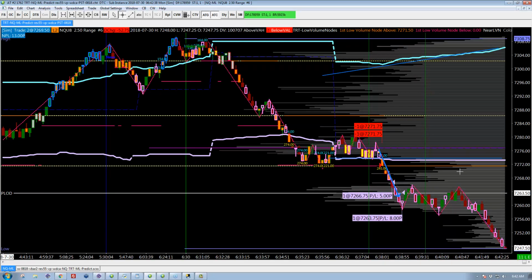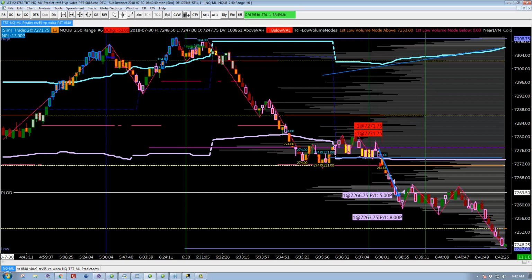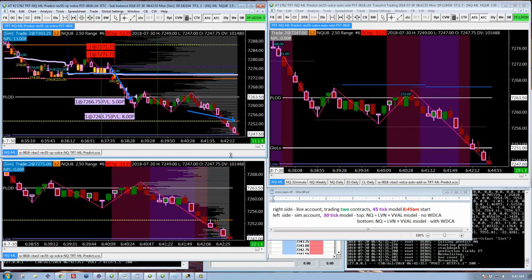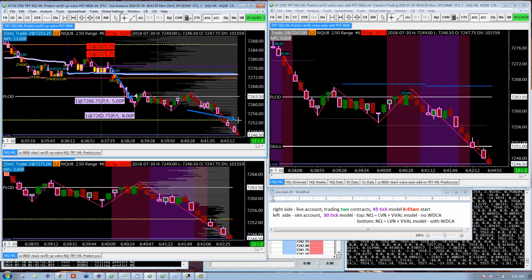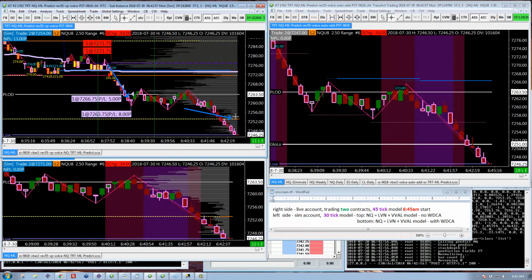So now we're outside of it and we're building volume down here. So we're in price discovery mode basically. Only just now did we finally get a low volume node. So now, if we get near that, we'll make predictions.